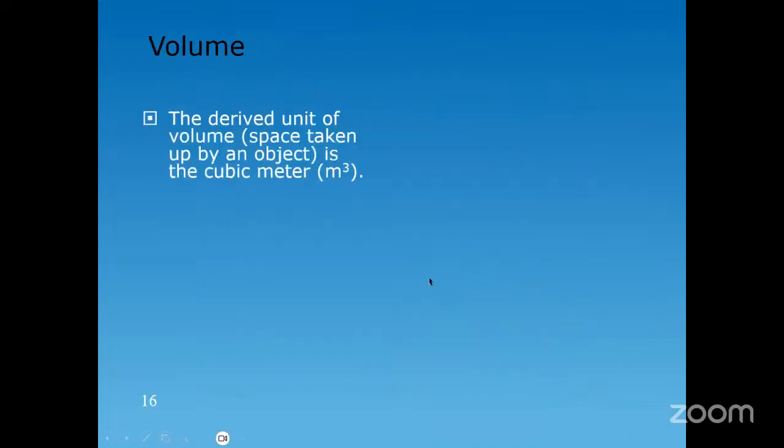Then we get to another derived unit for volume, right? Now, by definition, the volume, and I think I mentioned this earlier, the volume of an object is the amount of space it occupies. And the derived unit of volume can be expressed as a unit of length cubed. So for example, the volume can be expressed in terms of, let's say, meters cubed, or kilometers cubed, or even if you're going to use non-metric units, inches cubed or feet cubed. It all depends, all right?